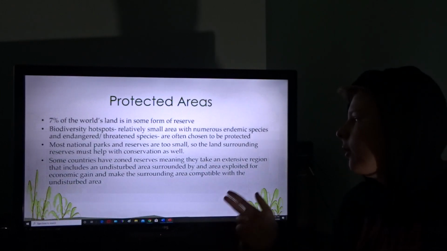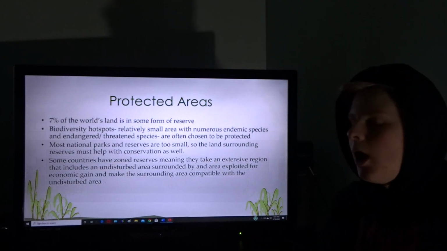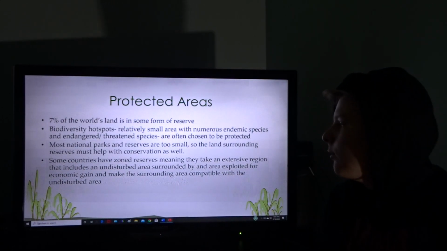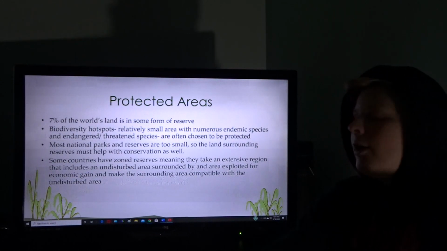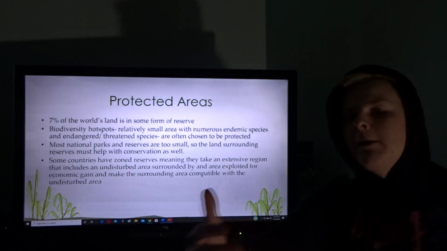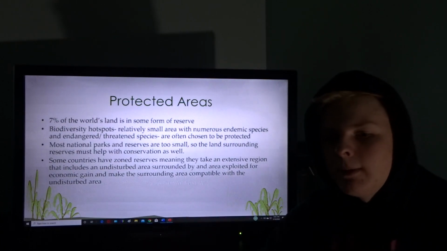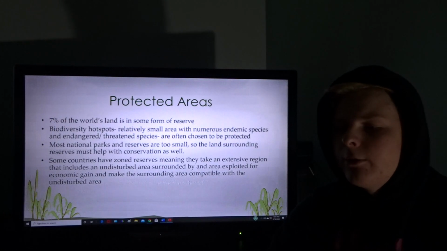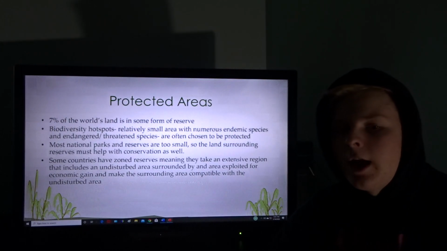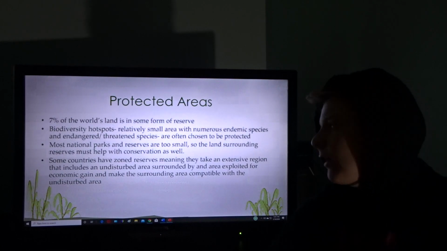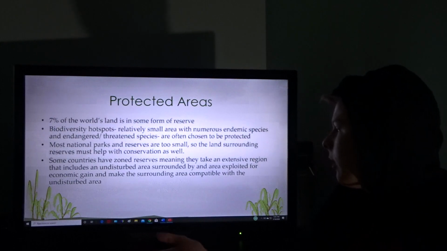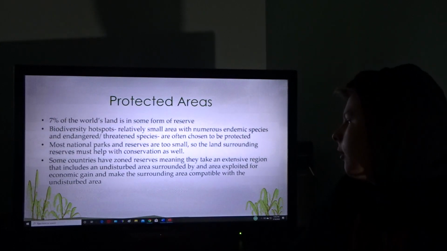Most national parks and reserves, however, are too small to actually contain these hotspots to a sufficient level. And so a lot of times the land surrounding the reserves has to focus on conservation to a degree as well. So even though this might be land that's partially developed by humans, if you're directly surrounding a nature reserve, oftentimes they have to make conservation efforts simply because that nature reserve isn't really big enough to sustain the hotspot.